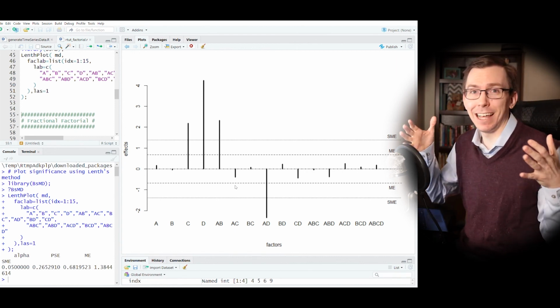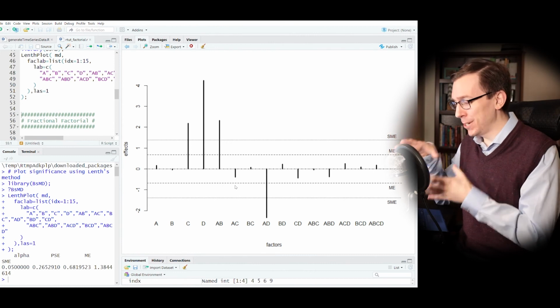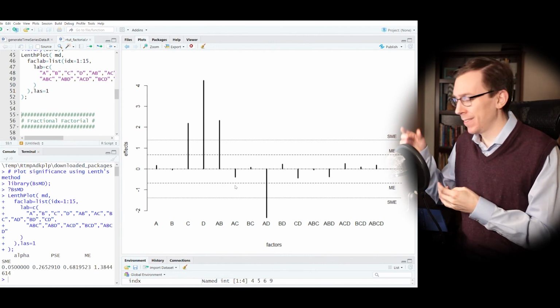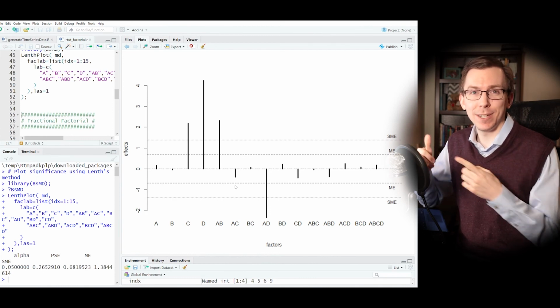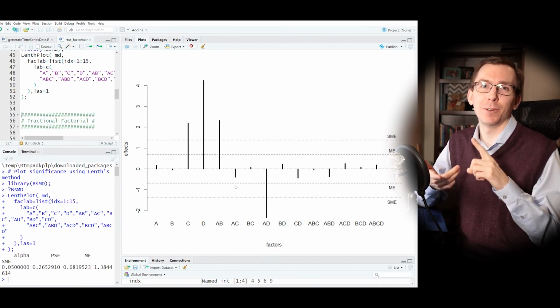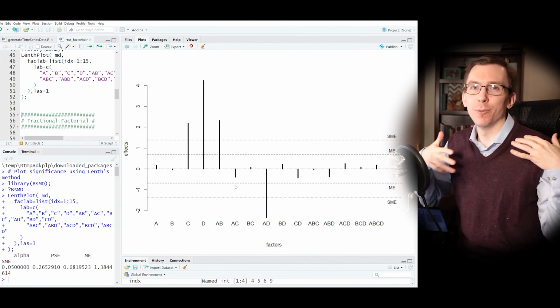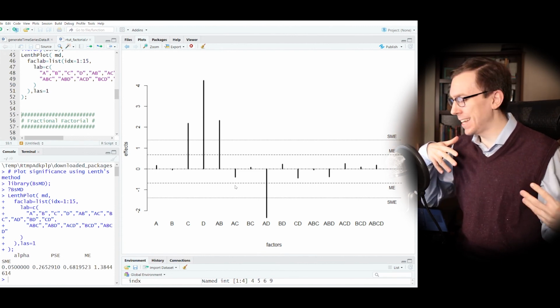Data rarely just lies on a computer like this. It's going to lead somewhere. The significant terms are going to tell us what we do next. Do we change some policy? Do we do follow-up experiments to learn more? What do we do once we've analyzed our data?